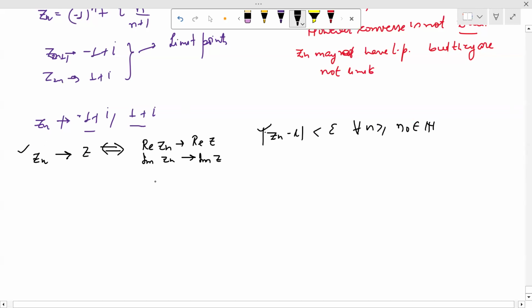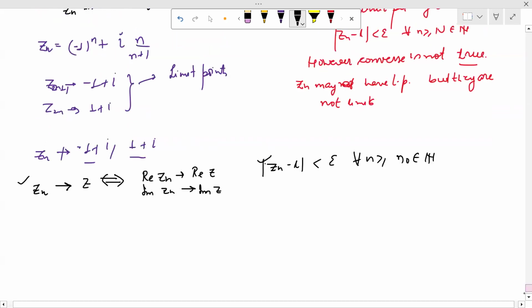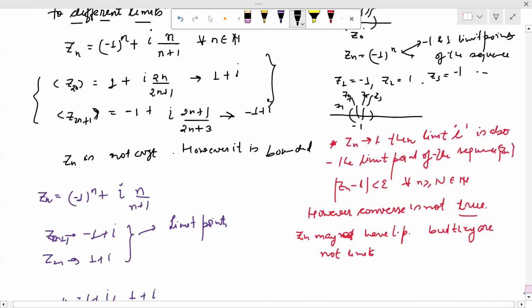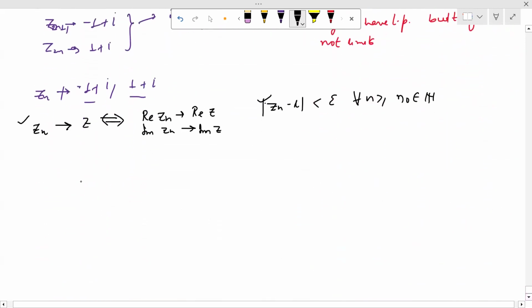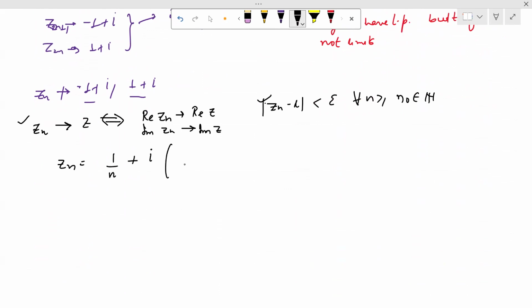Okay. Now, see, this is what I was trying to explain, limit points and limit. If you've forgotten it, just think, I gave you an example, just for revisiting the concept. So Zn is 1 upon n plus iota times (n minus 1) divided by n. What do you think about this sequence? Clearly, this sequence converges. Xn is 1 upon n, and yn is simply (n minus 1) upon n. So this converges towards 0, and this converges towards 1.